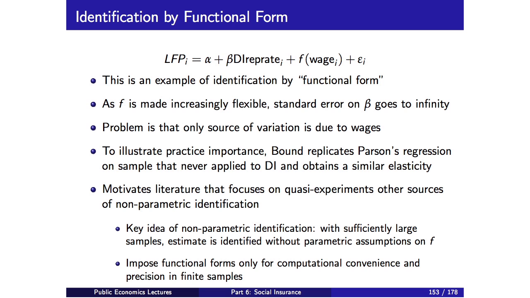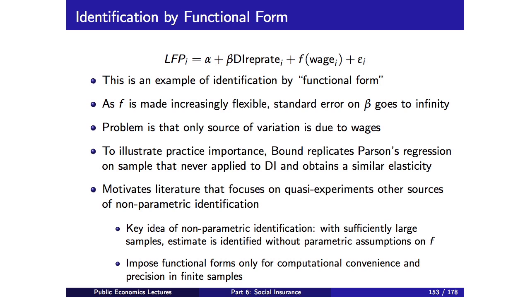One thing I want to be clear about: what's the importance of non-parametric identification? It's not that you don't put any parametric forms on the equation you're estimating. Typically when we do an RD, we have some cubic control function, or many of the quasi-experiments, in the end when we implement it, there's some parametric form. But the key idea of non-parametric identification is that if you had a sufficiently large sample, the estimate could potentially be identified without any parametric assumptions on any of the functions.